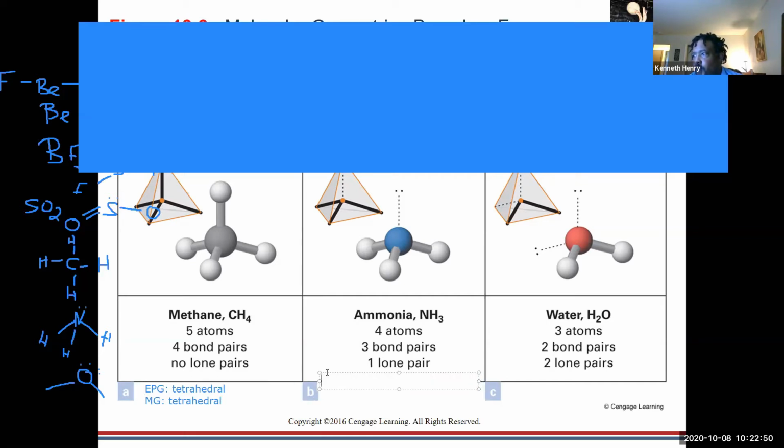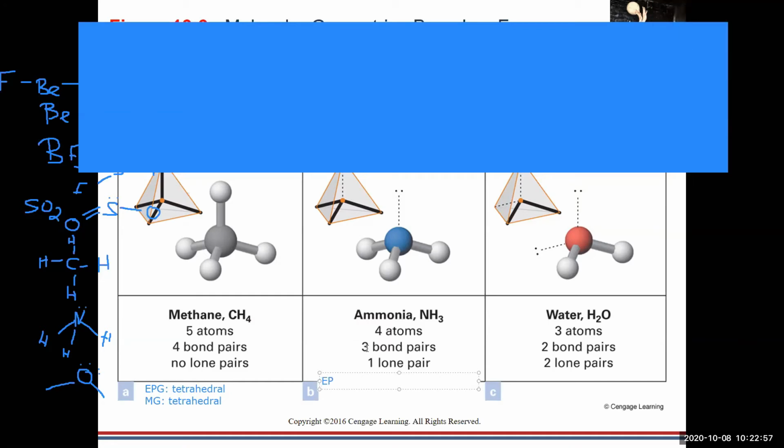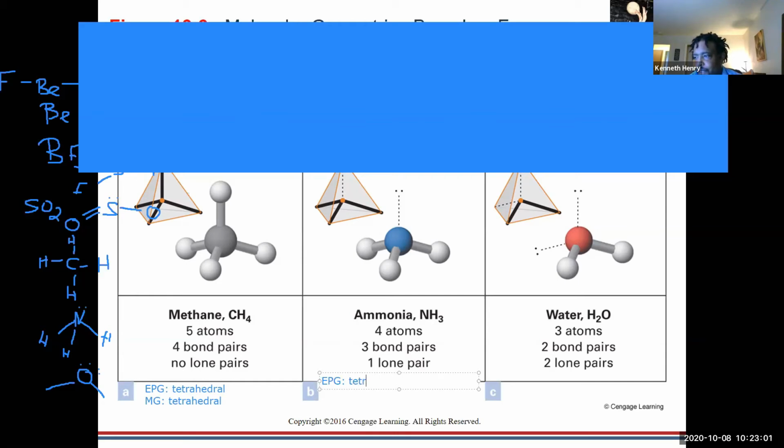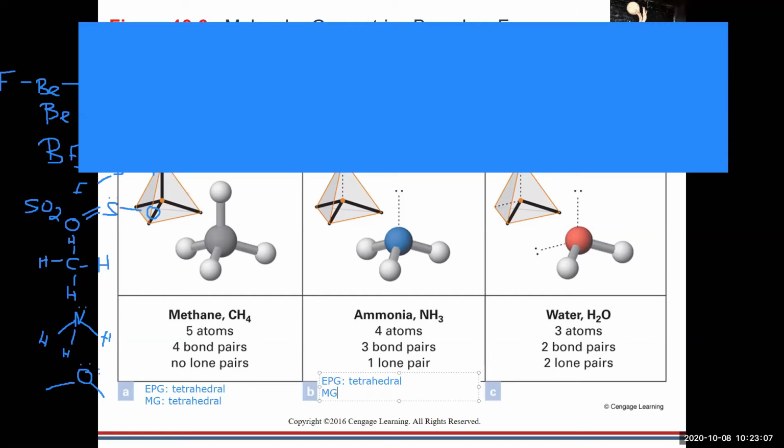What about ammonia here in the middle, B? The electron pair geometry is tetrahedral. And the molecular geometry? Trigonal pyramidal. Trigonal pyramidal, that's right.